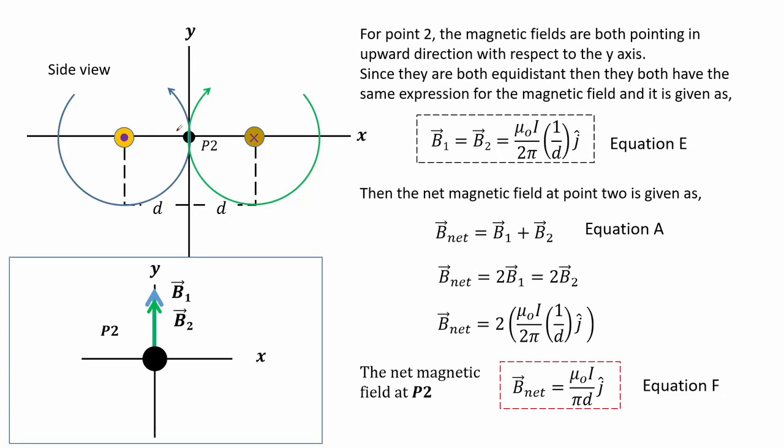For point 2, the magnetic fields are both pointing in the upward direction with respect to the y-axis. Since they are equidistant, they both have the same expression for the magnetic field, given as equation A. Then the net magnetic field at point 2 is given as equation F.